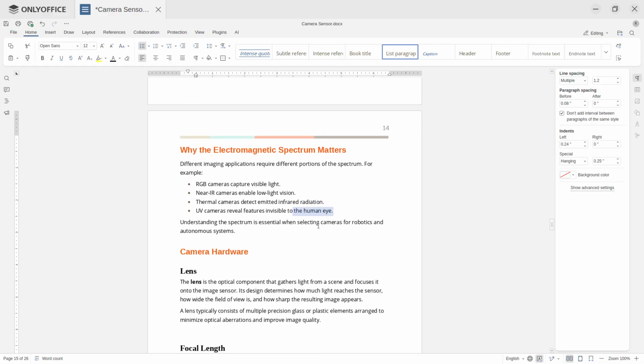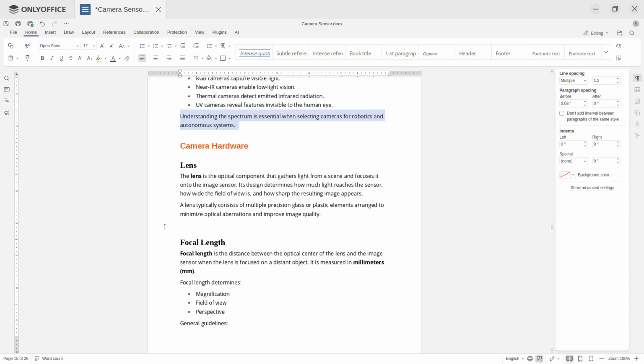Understanding the spectrum is essential when selecting cameras for robotics and autonomous systems. For example, if I have an autonomous car, then the cameras on the car can help me detect different objects during daytime, but during night time the same cameras may not be very helpful. So we'll have to have cameras which operate in different wavelengths so that I can capture various features even during low light conditions. Next, let us talk about camera hardware.